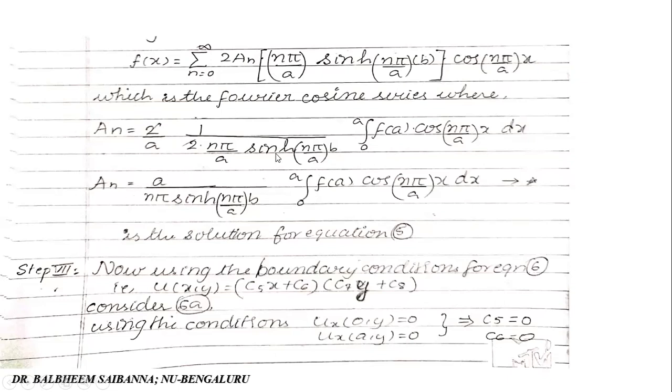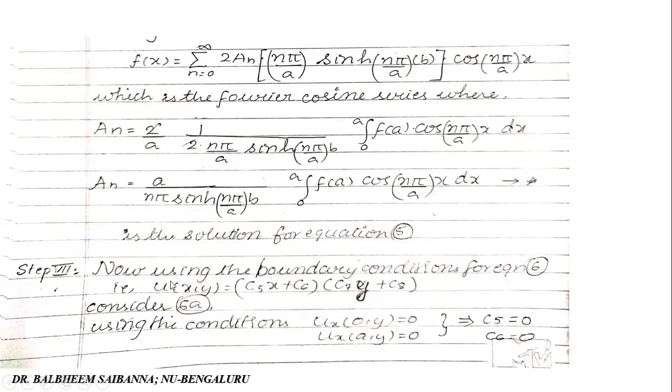A n is equal to, simplify this, you'll get a divided by n pi sine hyperbolic n pi by a into b, then n pi by a into b, integral from 0 to a of f of x cos n pi by a into x dx is the solution of equation 5.